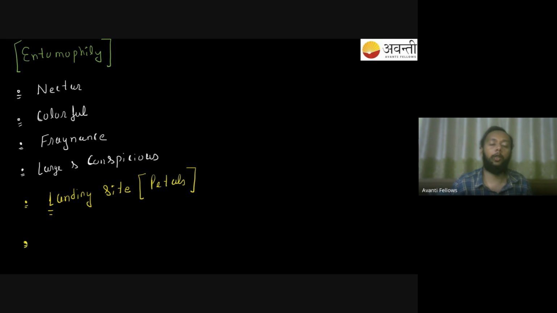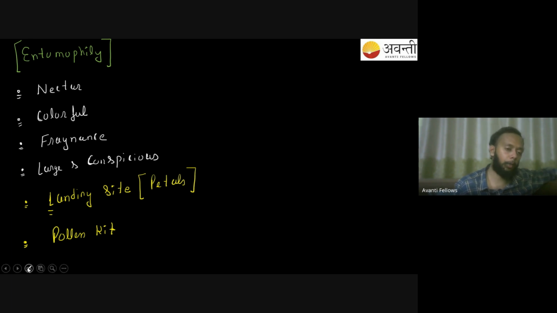Okay. Then you can find over here the pollen grain will have a pollen kit. Pollen grain will have the presence of a pollen kit. I think we have discussed the pollen kit. Can anyone tell me what pollen kit was, by raising their hand? Raise your hand and tell me what my pollen kit was. Come on, quickly. Shikha, tell me.